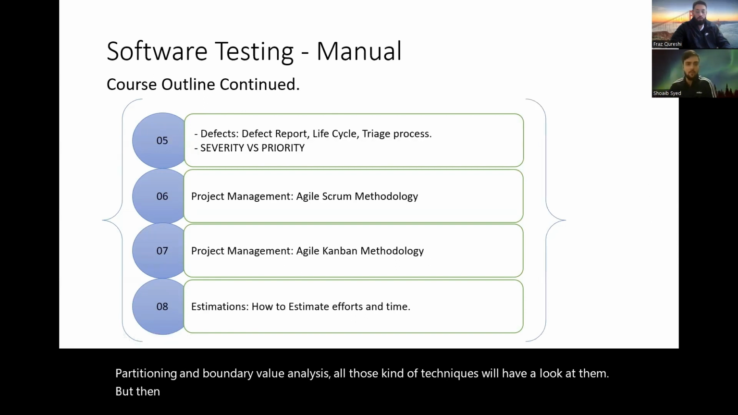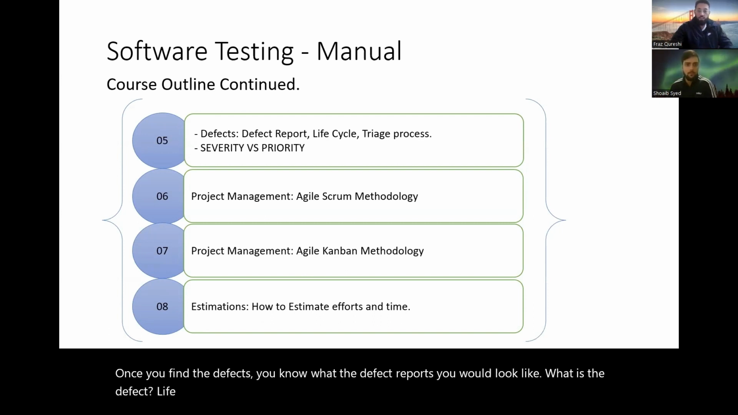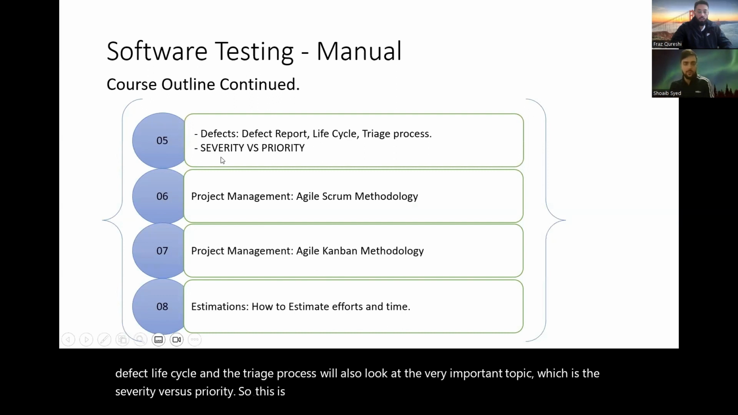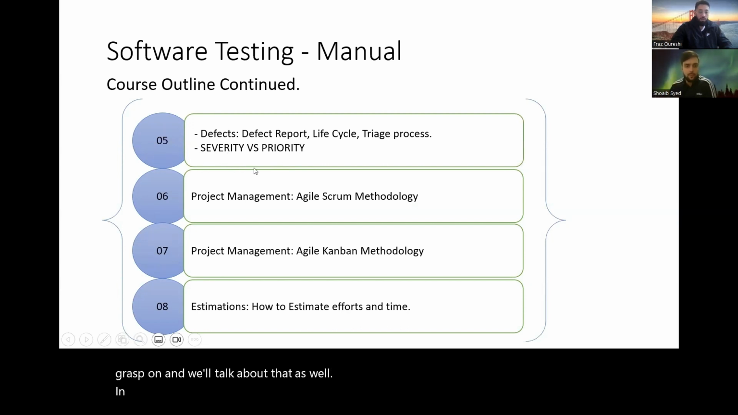Then once we're done with testing techniques, we'll see what the defects are. Once you find the defects, what the defect report should look like, what is the defect life cycle, and the triage process. We'll also look at the very important topic, which is severity versus priority. This is another very important concept that we need to have a full grasp on, and we'll talk about that as well in chapter number 5.